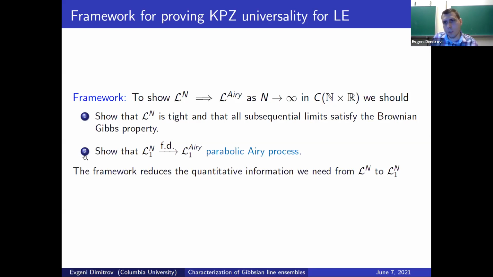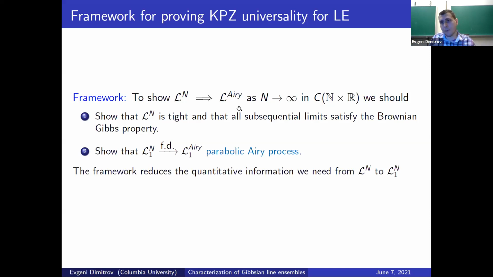Now, the second point is you still need to control some sort of quantitative aspect of your ensembles. Namely, you want to show that the top curve of your discrete line ensemble converges in the finite dimensional sense to the parabolic Airy process, which I remind you is the top curve of the parabolic Airy line ensemble, with this universal scaling.